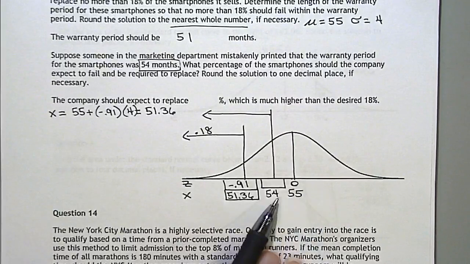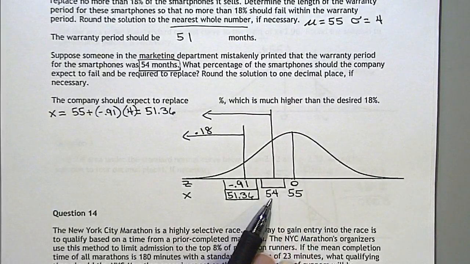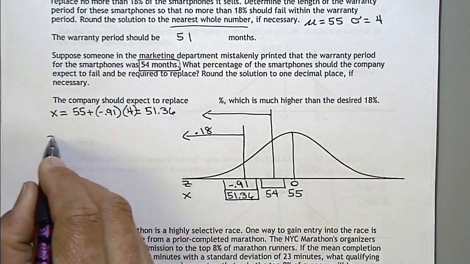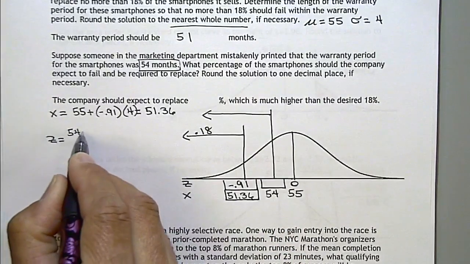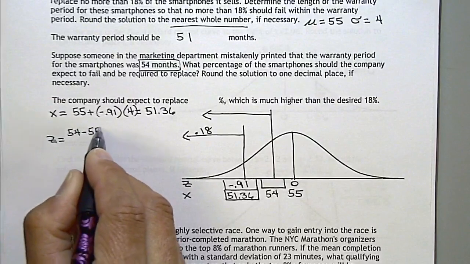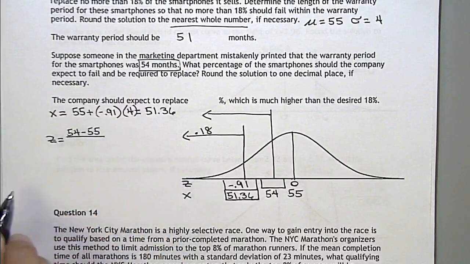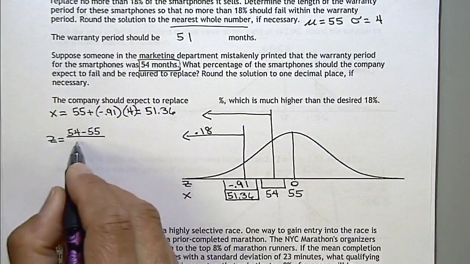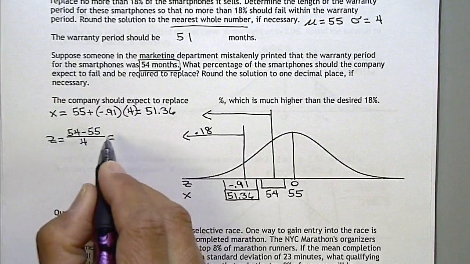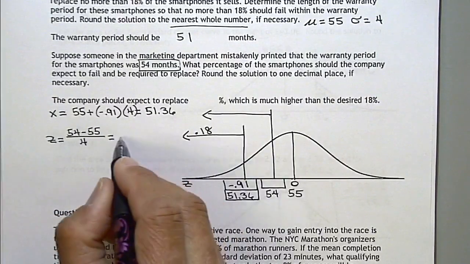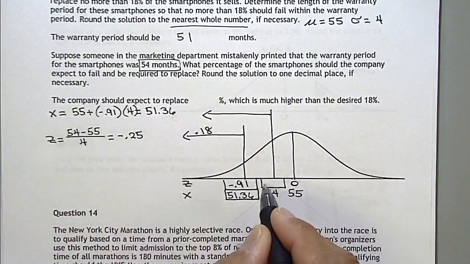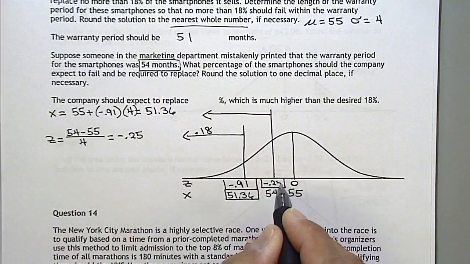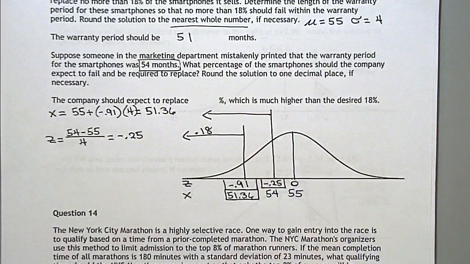Well, if I know I have this X of 54, can I calculate the Z? It's equal to the 54 minus 55, which is the mean, divided by the standard deviation. What was it? 4? It's going to give me a negative Z of 0.25. Does that fit with my curve that I've drawn? Yep, looks right, doesn't it?